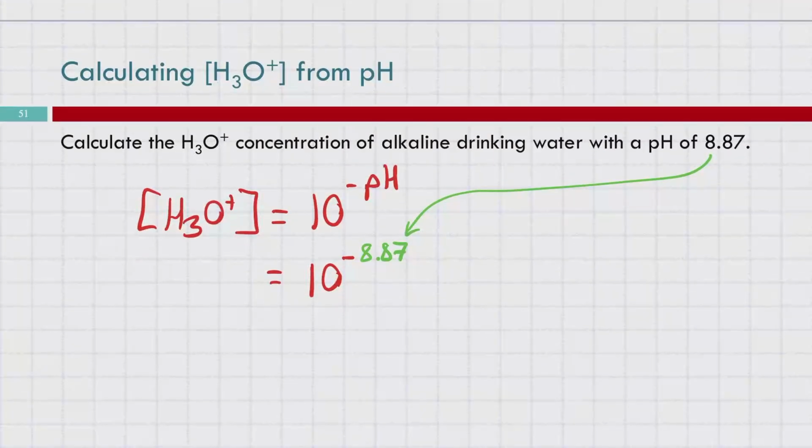So we go to our calculator. You might have a 10 to the box, 10 raised to the power of box. Put in the box negative 8.87. You might have to press that button twice. If you get syntax error, that's the wrong answer. You pressed the minus instead of the negative.